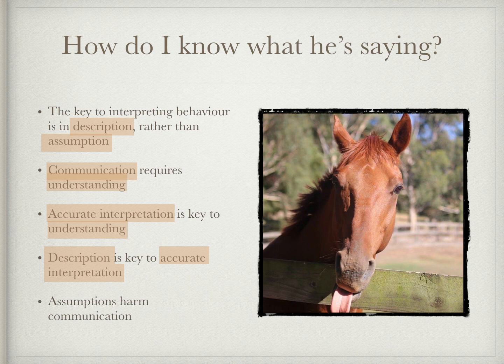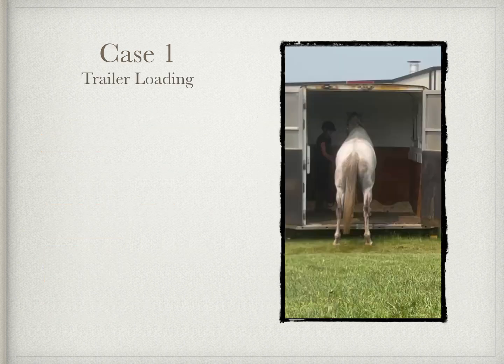Precise, careful description can eliminate misunderstanding by reducing the number of assumptions either party has to make. Assumptions harm communication. Therefore, description is the best way to arrive at an accurate interpretation of behavior. Let's see how this works in the real world.